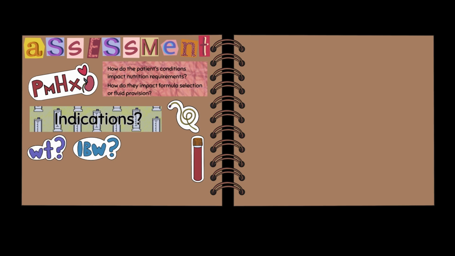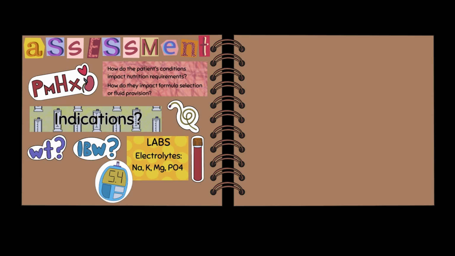It is important to review the patient's blood work, especially their electrolytes like sodium, potassium, magnesium, and phosphate. These can help inform you of fluid status and risk of refeeding syndrome. Next, consider if the patient is having their blood glucose tested. Are they within a normal range? Are they consistent or stable?